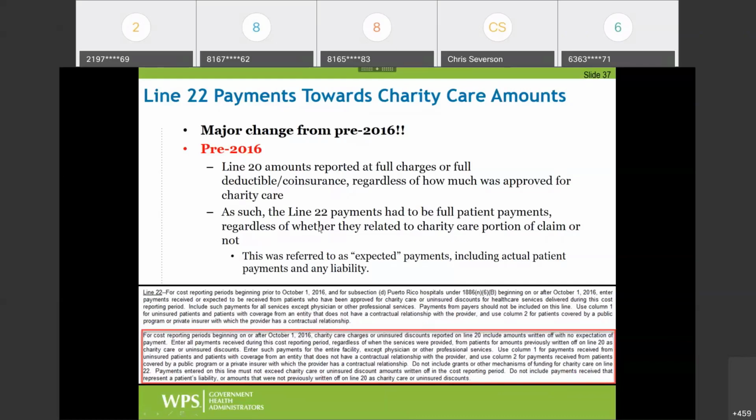Now, because of the nature of these, relatively few patients would pay against something that was already removed off of their bill as charity care. We know it does happen sometimes, but just by the nature of it, it's relatively rare. So these numbers are not necessarily expected to be very high, but in any case, if they exist, then certainly they should be reported here.